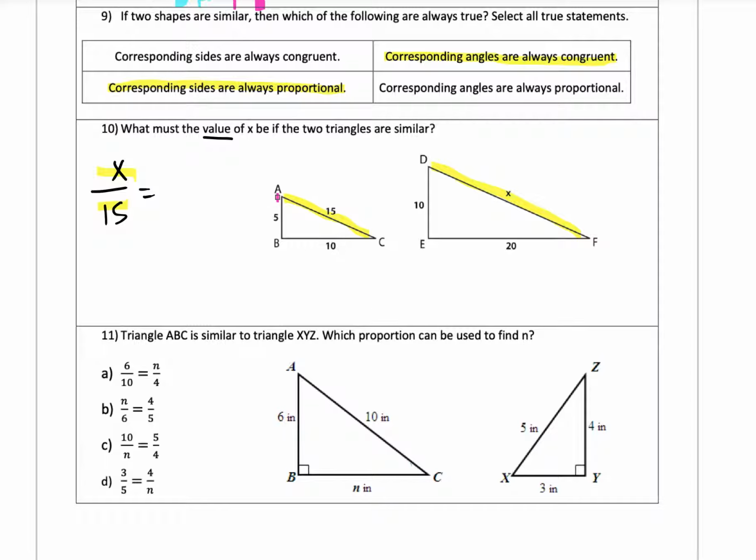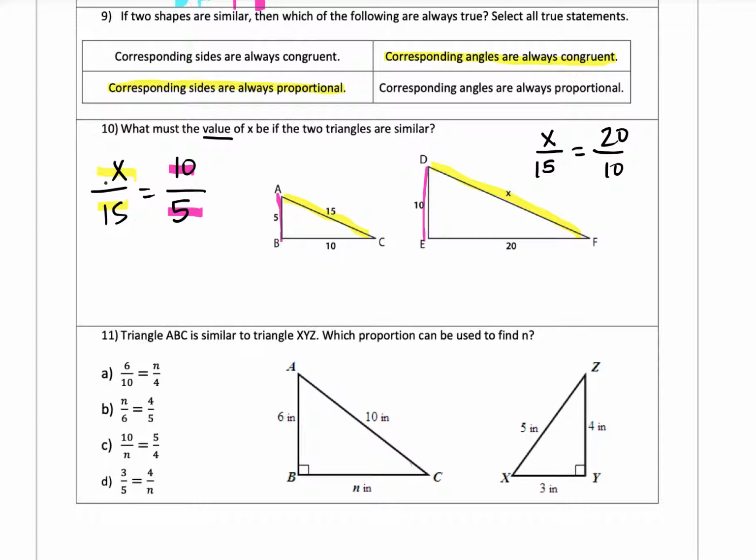It doesn't matter which ones you choose, so I could choose 5 and 10, and I'd have to put 10 on top because I put x on top, so they come from that same triangle, and then I would put that over 5, and 5 came from the same triangle as 15. So this is all lined up. Another way you could have done it, you could have said x over 15 equals 20 over 10 using that other set of corresponding sides. It doesn't matter, they both will get you the same answer.